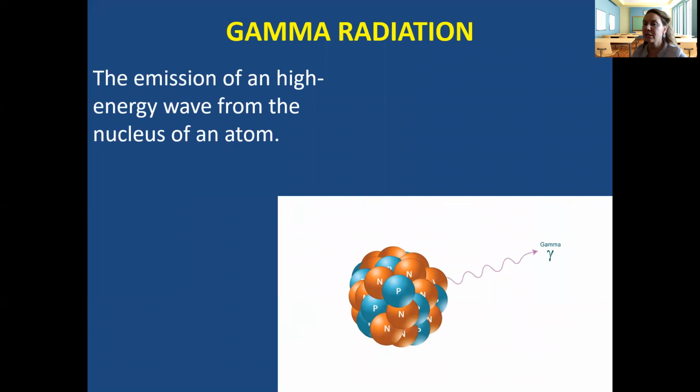And last, gamma radiation, very, very strong radiation with high emission of energy waves from the nucleus of the atom. So gamma waves we can use in nuclear medicine, for diagnostics and for treatment. Gamma waves we use just for external radiation therapy in oncological diseases.